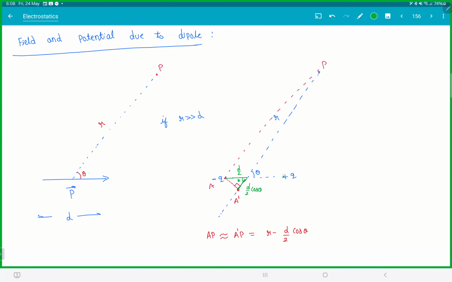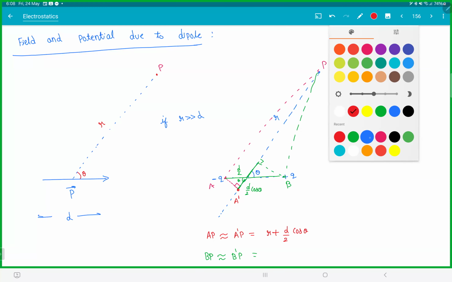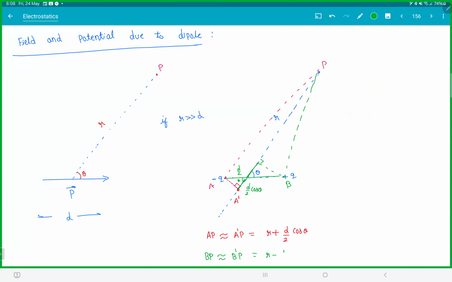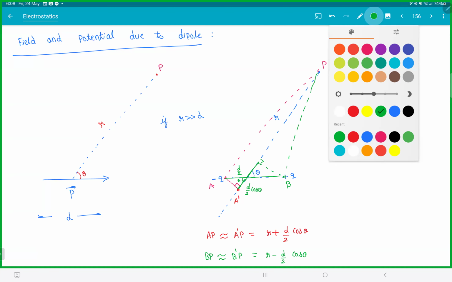Similarly, when you take this guy, you want to find BP. Let's call this BP. So we will drop a perpendicular like this. So this distance also will be d by 2 cos theta. So we write BP is approximately B dash P. I wrote reverse actually. r plus d by 2 cos theta. And this is r minus d by 2 cos theta. Let me just magnify that and see.